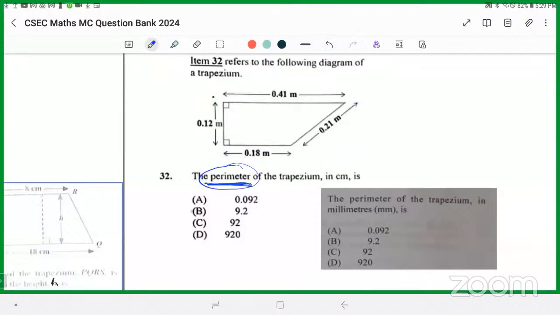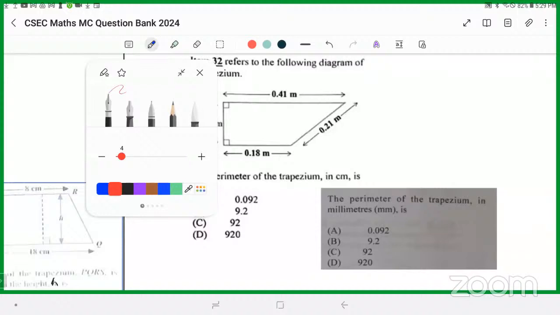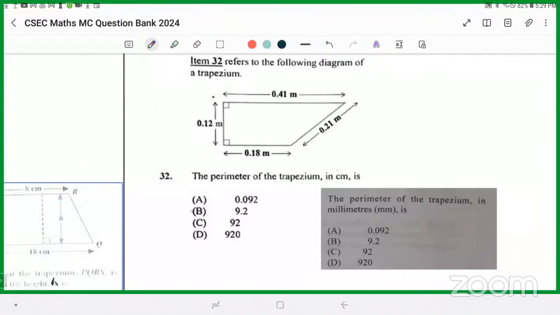Asking for perimeter. But see the key thing here, a key change that people might miss. This one wants it in centimeters. This one wants it in millimeters. That's the only difference. One wants it in centimeters, one wants it in millimeters. So you have to be careful.